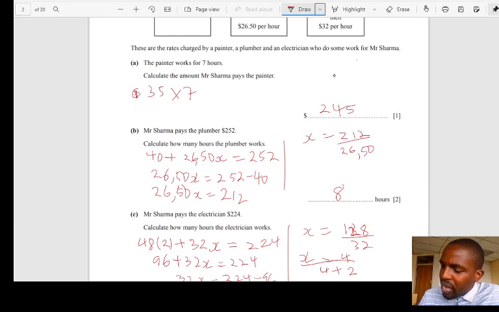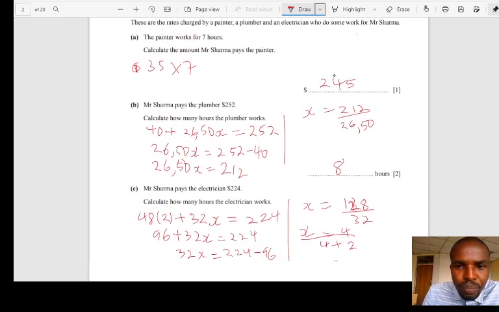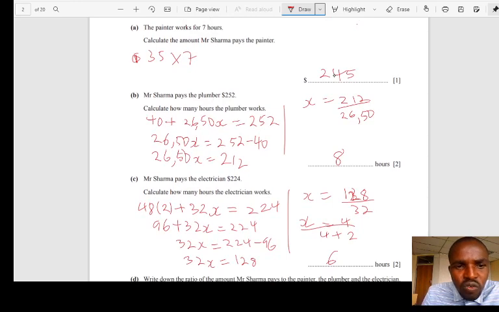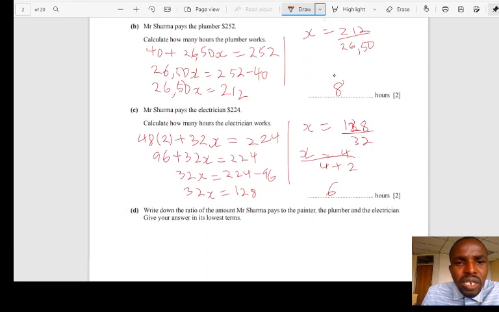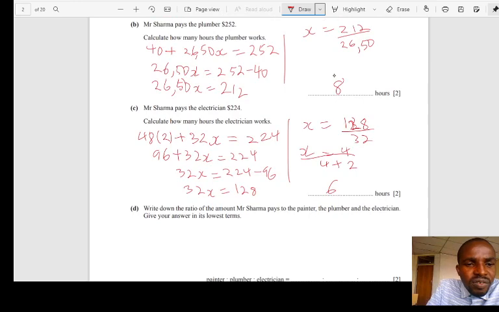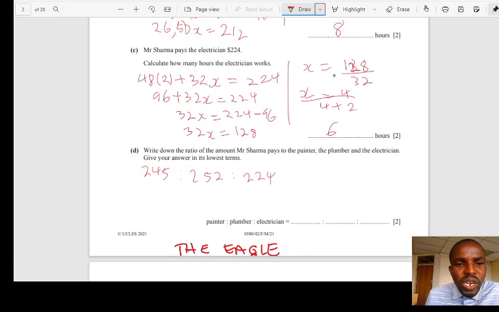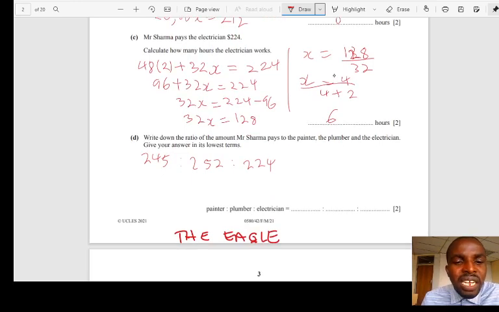245 was paid to the first one, which is the painter. Then we have 252 to the plumber. So 245 was for the painter, 252 was for the plumber, and the electrician is 224.